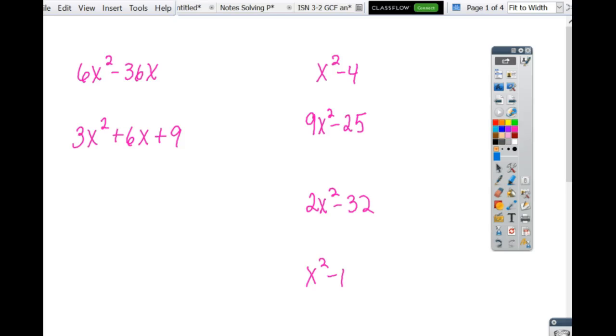Oh yeah. So on the back where you're gonna glue, we're just gonna do some practice problems. So the first one, a greatest common factor. What's the greatest common factor there?